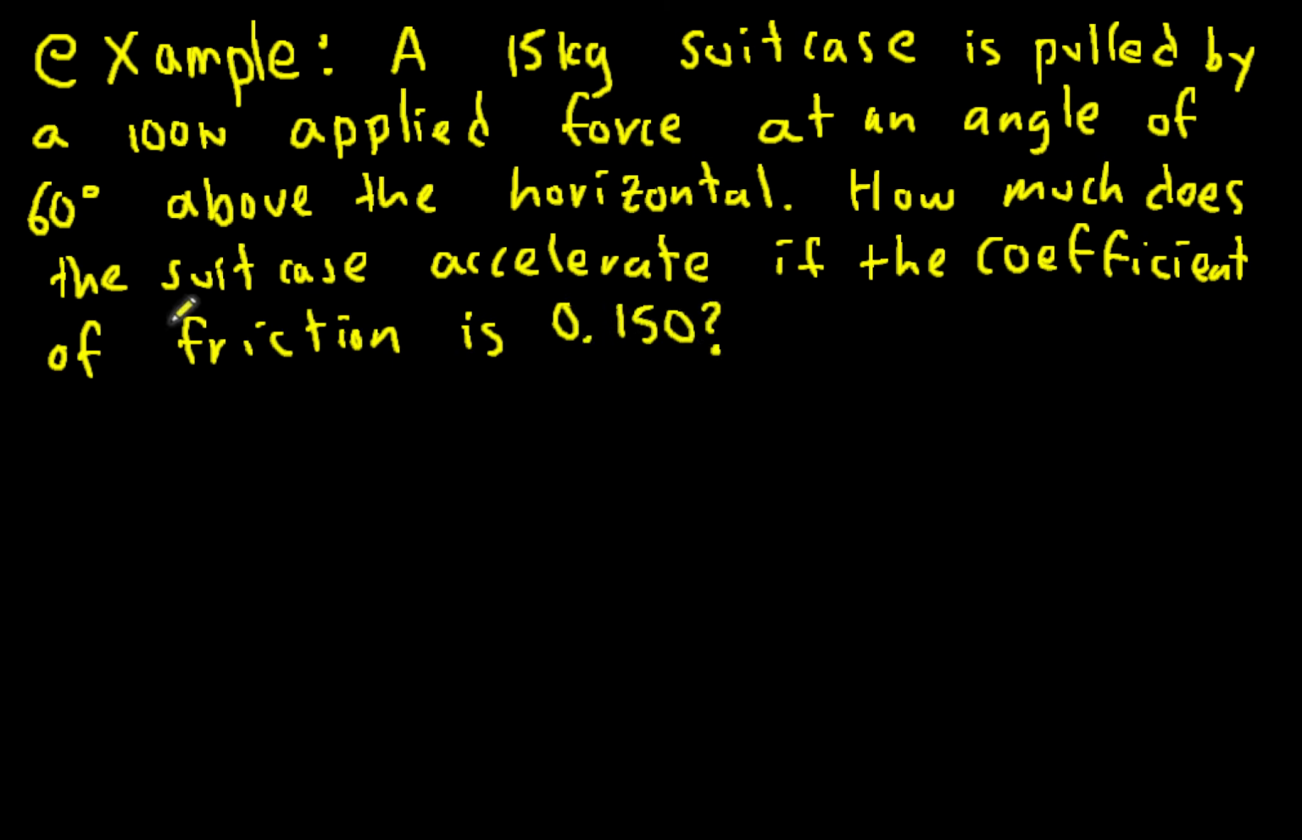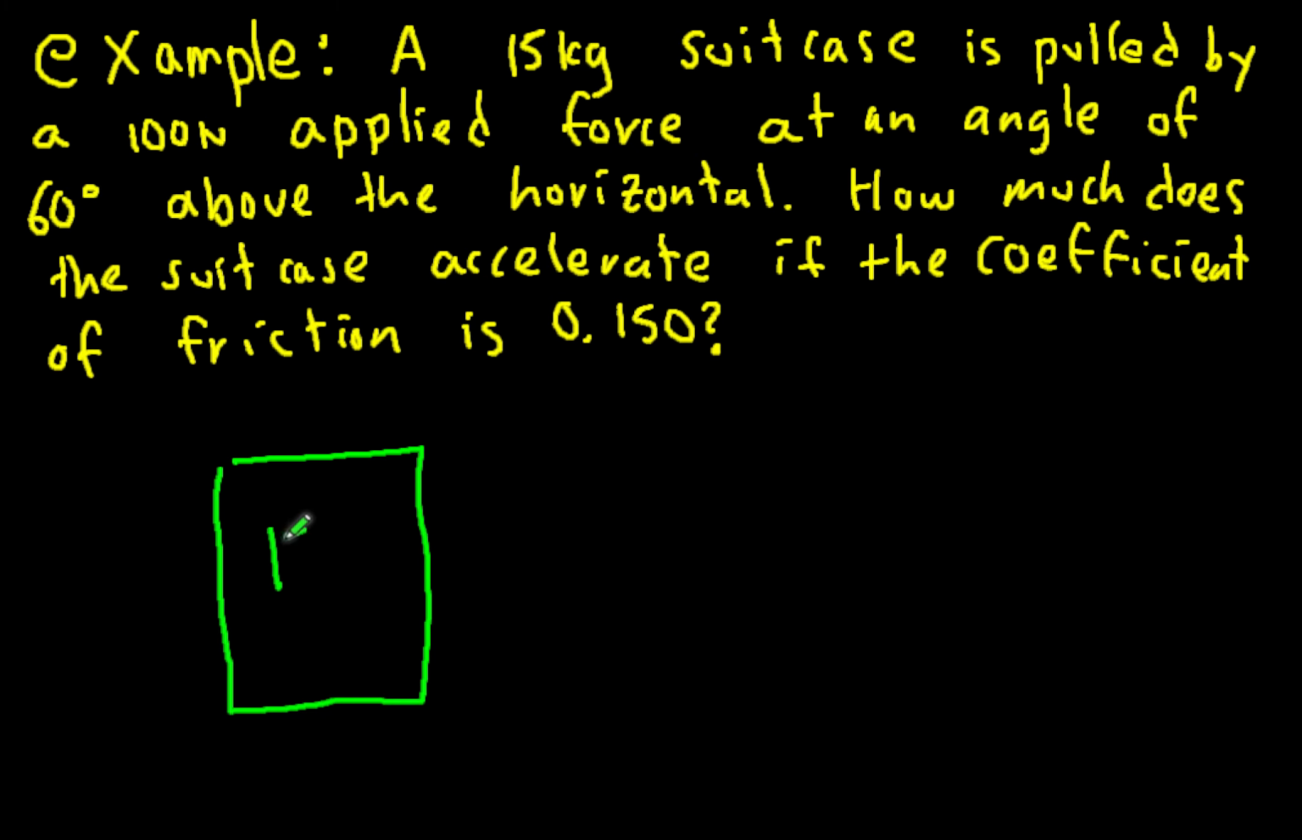For these problems, it's quite useful to always draw a free body diagram to try to visualize the forces involved in the situation. So we have our 15 kilogram suitcase, and it's being pulled at an angle by 100 newton force. Friction is pulling it back, gravity pulls it down, and there is some normal force, we don't know what it is, keeping it from falling through the surface that it's settled on.